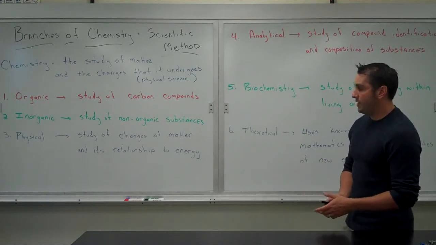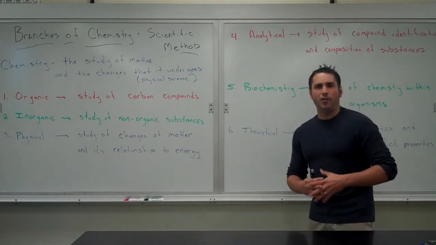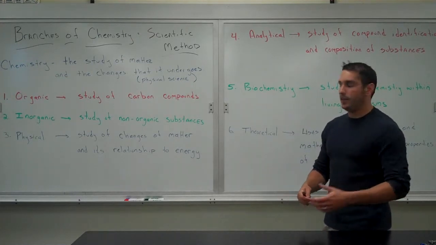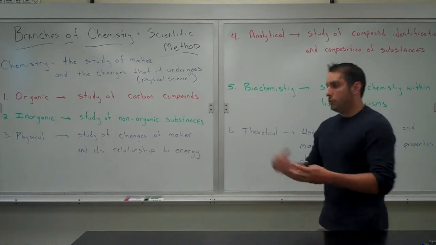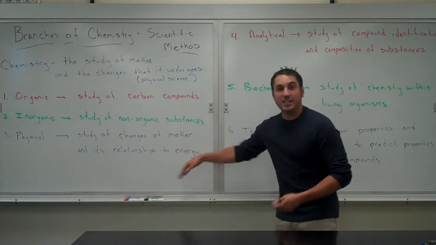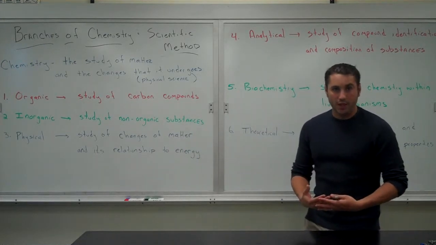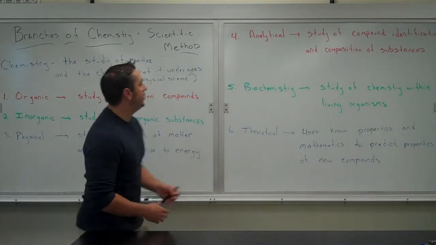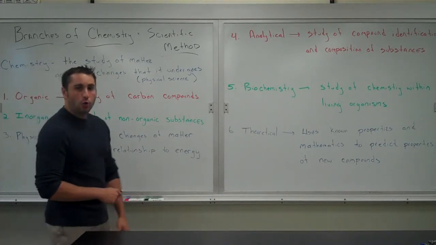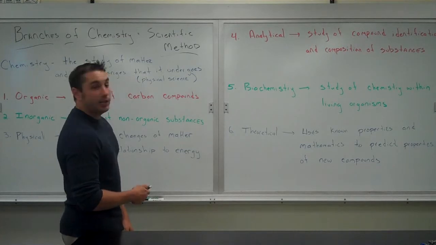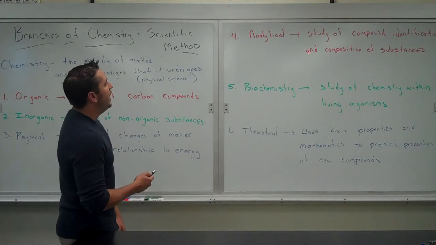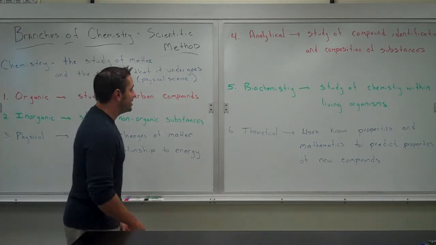A physical chemist would not focus so much on what is happening with the reaction, how is trinitrotoluene, TNT, turning into carbon dioxide and oxygen, but rather how much energy gets given off when it does so. That is what physical chemists tend to do. Fourth branch of chemistry is called analytical chemistry. Analytical chemistry is the study of compound identification and composition of substances.